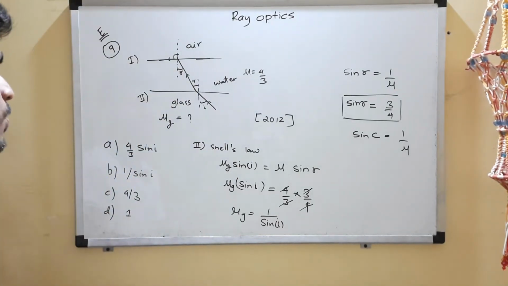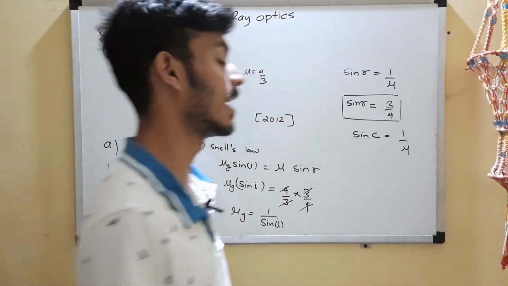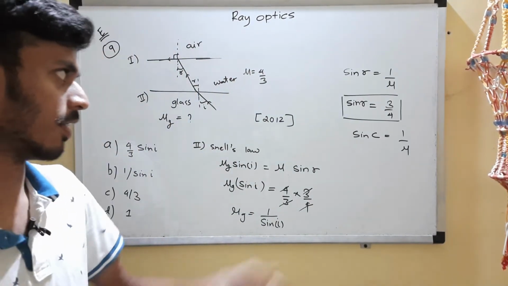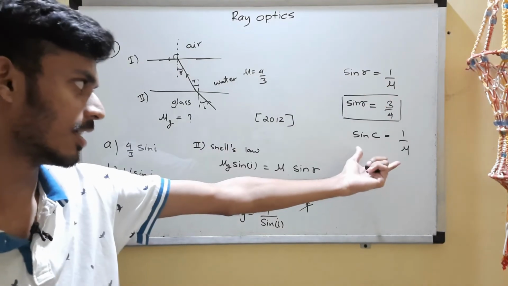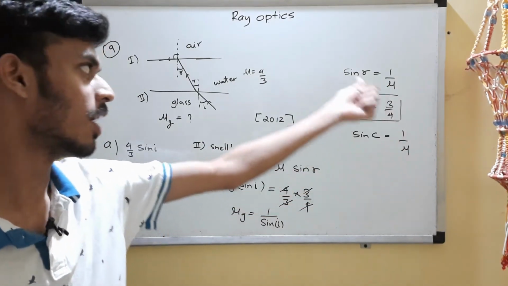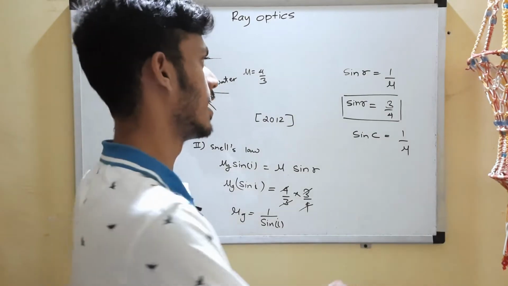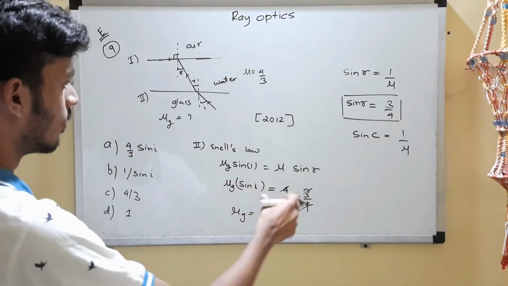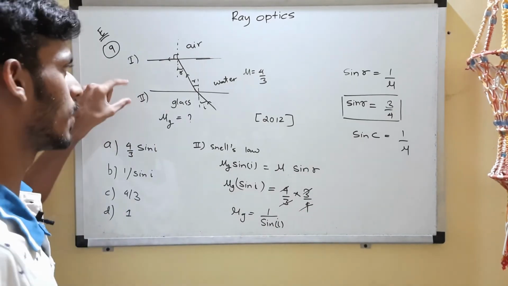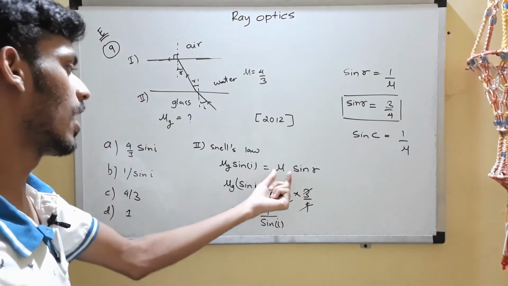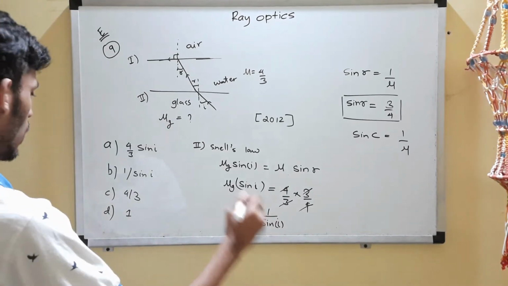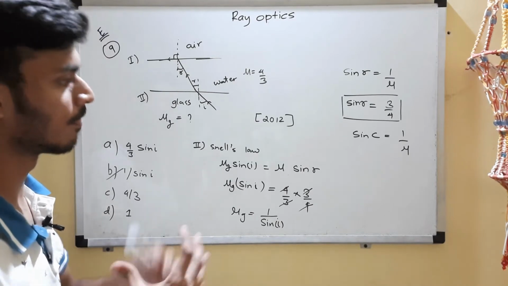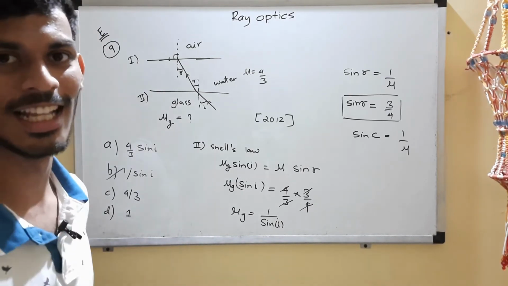So what did we do? First, we found out sine r. We realized that r is the critical angle, and using the critical angle relationship, which is sine c is equal to 1 upon mu, where mu is the refractive index of the denser material, we substituted mu and found out sine r. We applied Snell's law over here and used sine r and the value of mu and got our answer in terms of sine I. So 1 upon sine I is the correct choice over here. Let's move to the next question now.